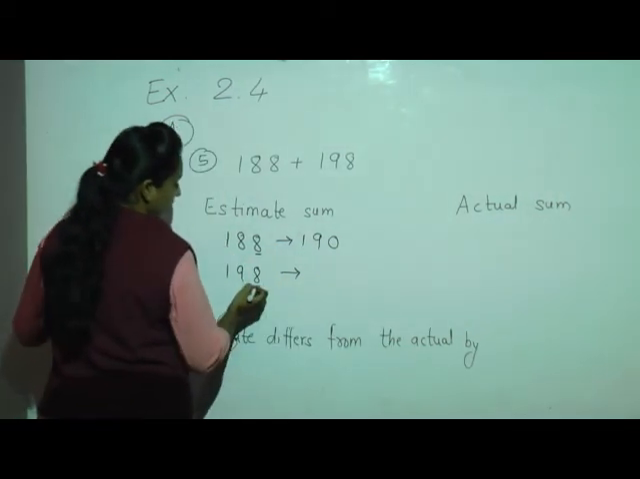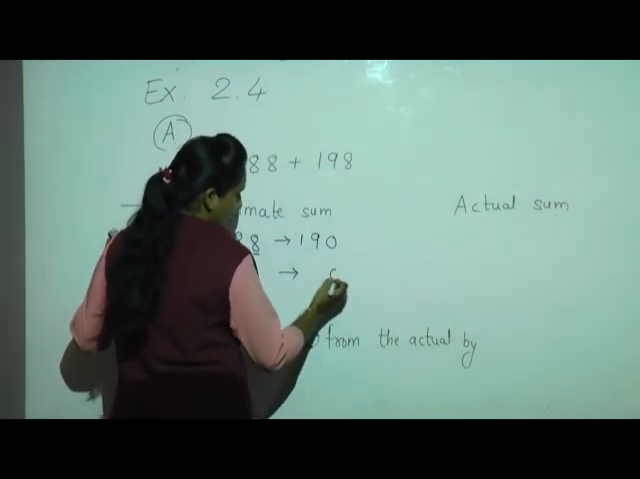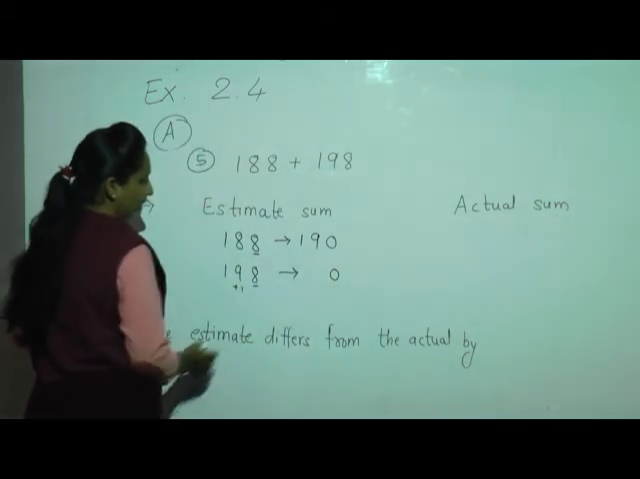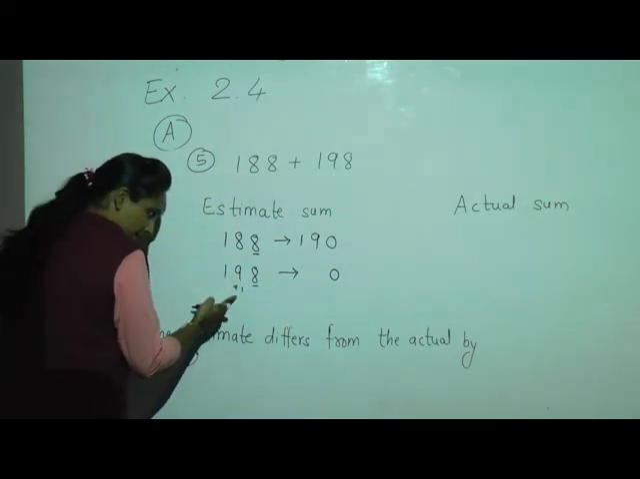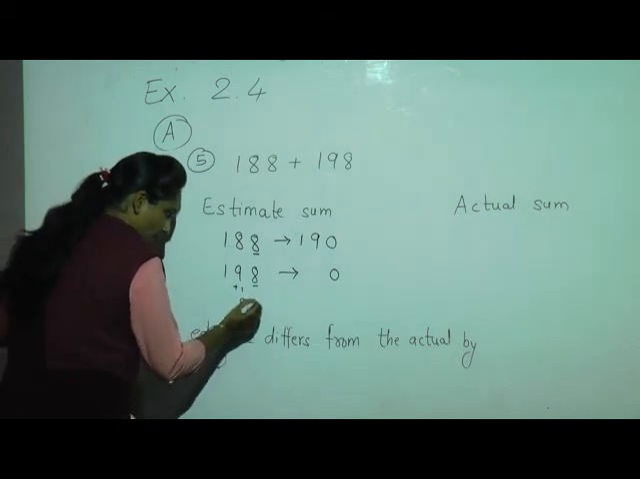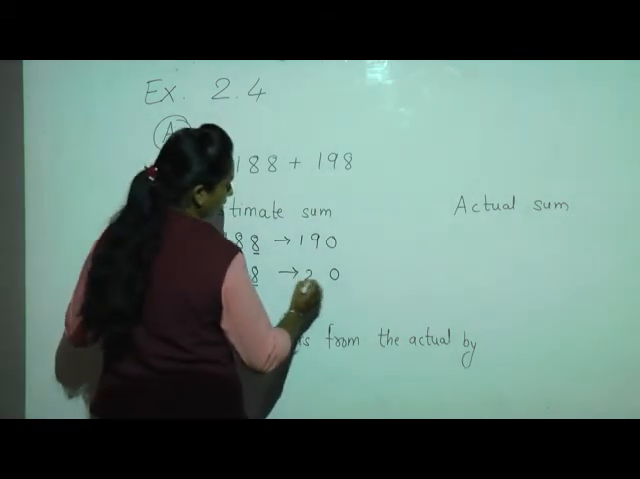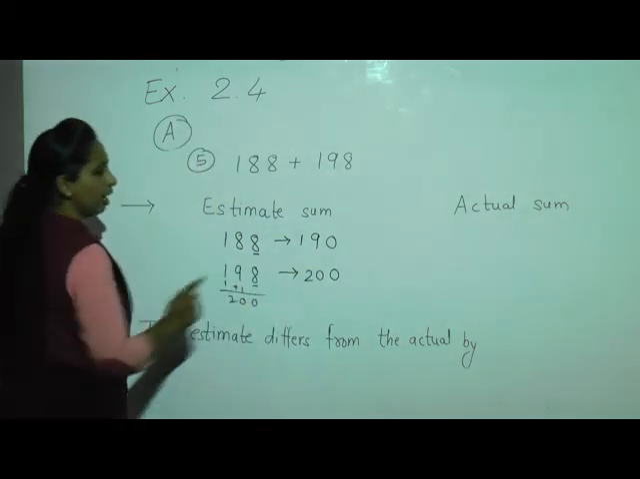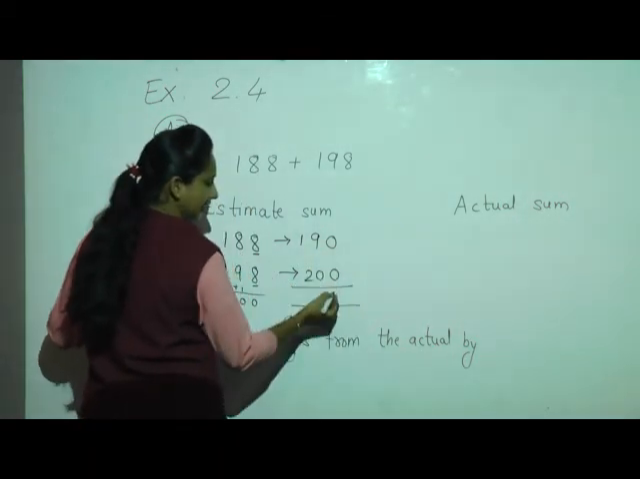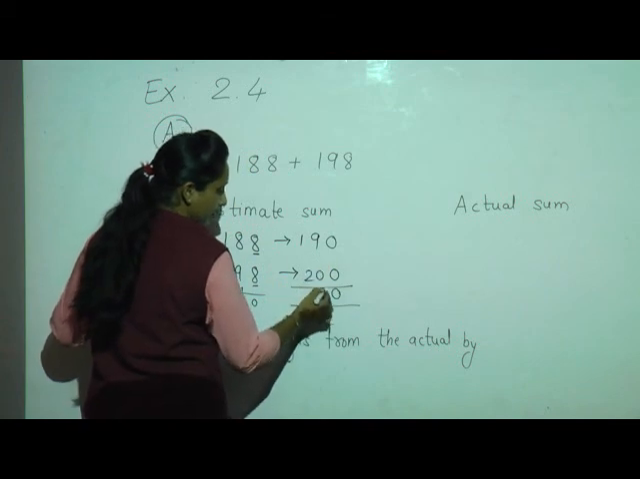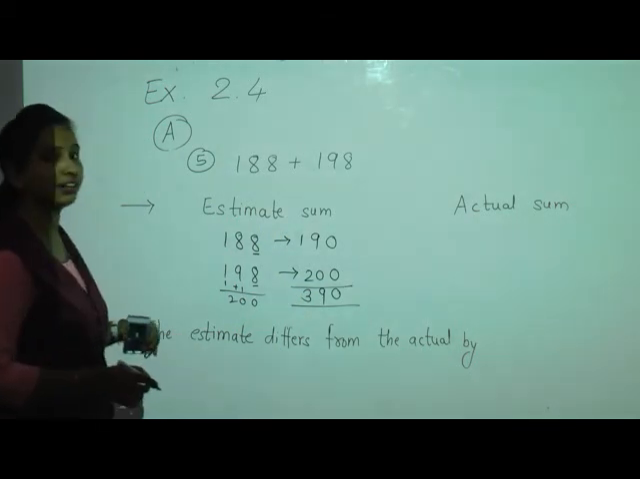The next number, 198. Underline the ones place. Again the same, 8 is there, means more than 5. So place the 0 at ones place and add 1 to the tens place. When you are adding 1 to the tens place, 9 plus 1 is 10. So here 0 will remain and 1 will carry. So 1 plus 1 is 2. So the answer is 200. Got it? Now we will do this addition. 0 plus 0, 0, 9 plus 0, 9, 1 plus 2 is 3. So the estimate sum is 390.